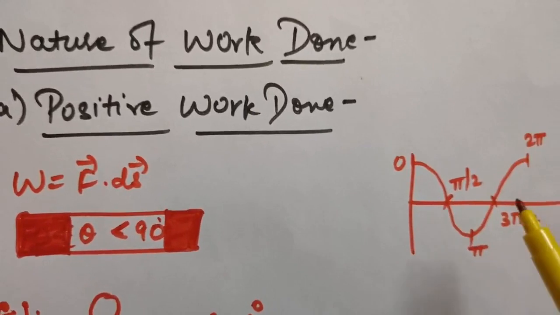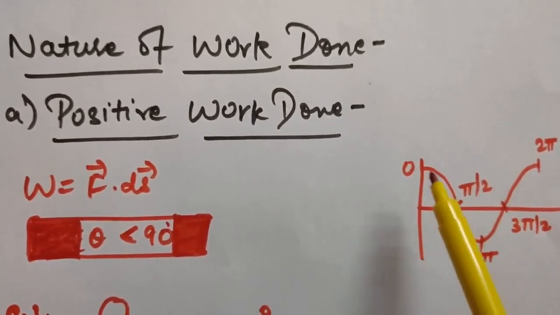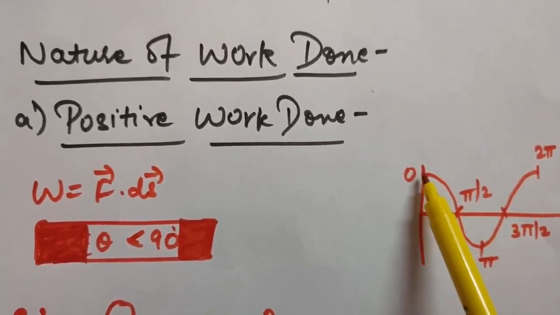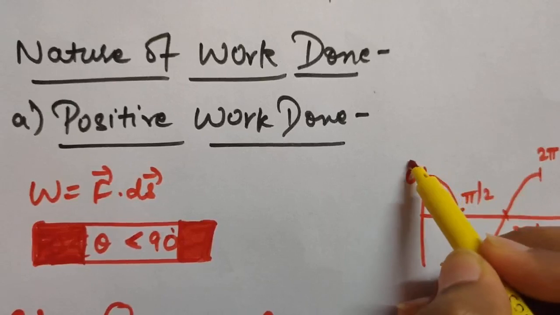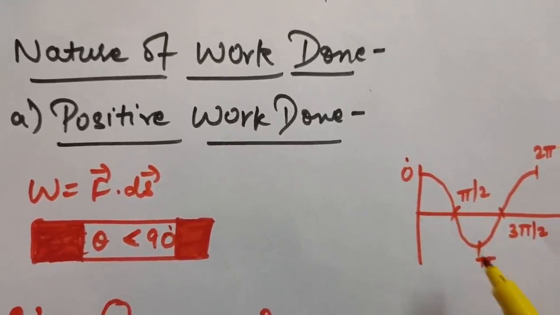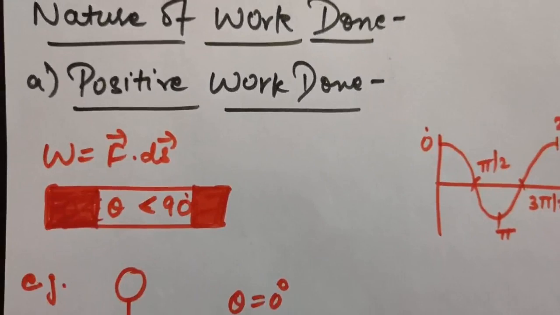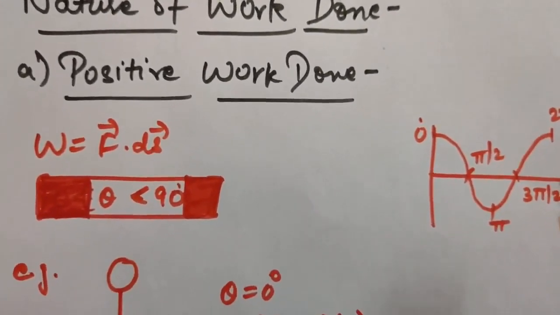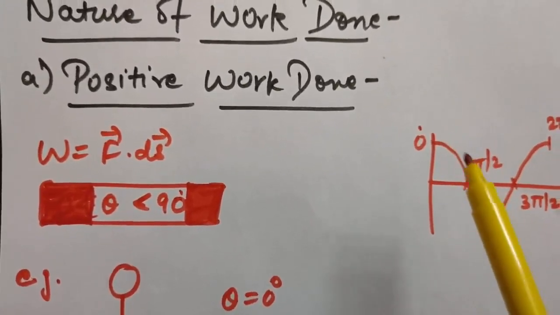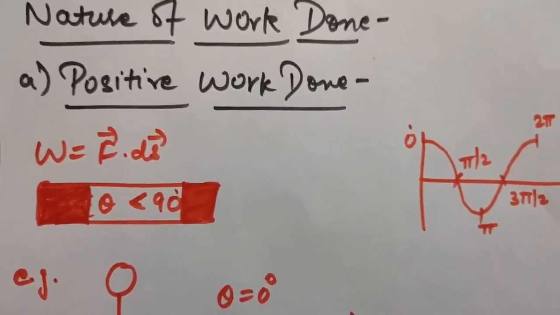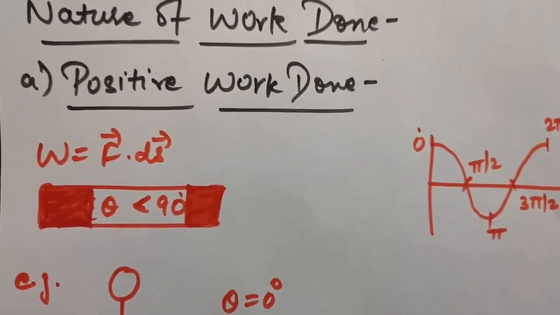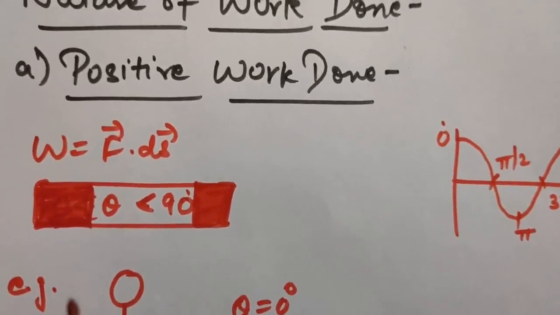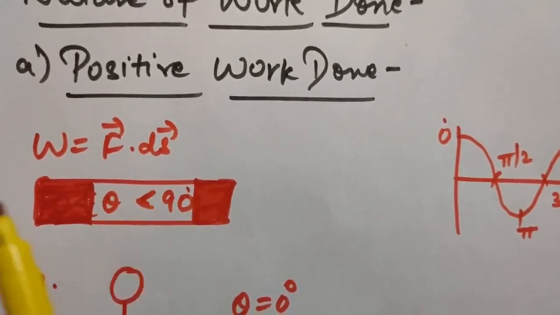So let us draw first of all the graph of cos theta. So this is the graph of cos theta and these are the values. Okay, so this is 0 degrees. Cos 0 is 1, cos 90 is 0 and so on. Now if you want positive work done, then theta should be less than 90 degrees. As you can see here, if theta is less than 90 degrees, the value of cos theta will come to be positive and therefore work done will also come to be positive. Okay, so if theta between F and ds is less than 90 degrees, then work done will come to be positive.